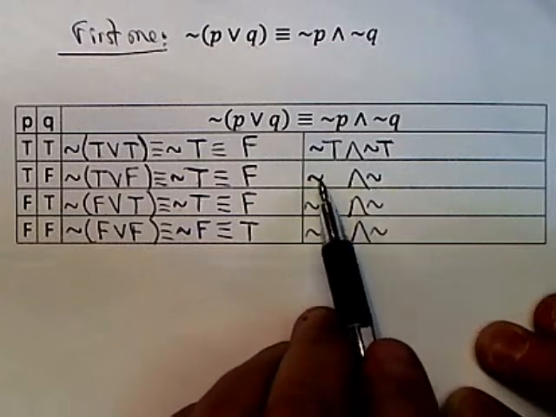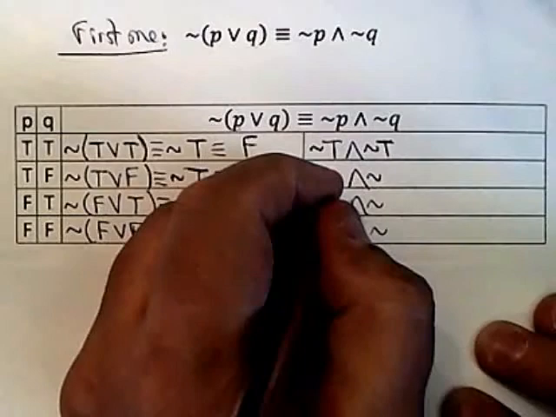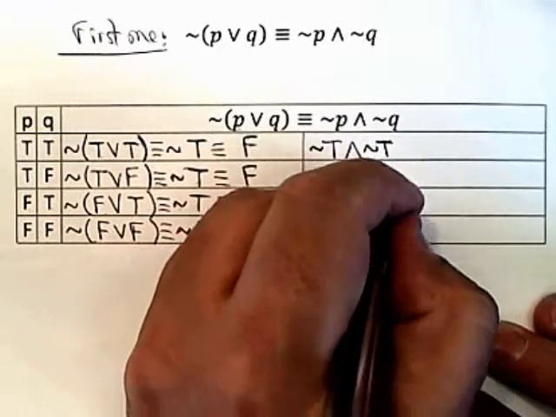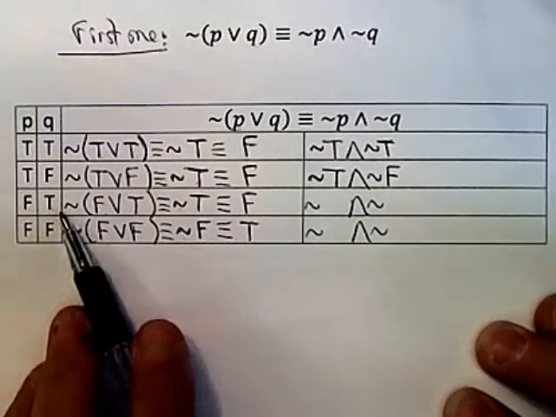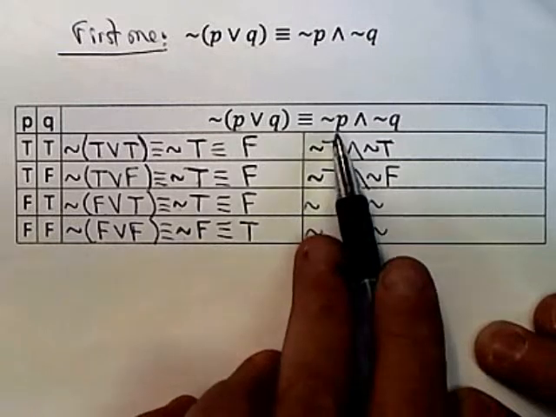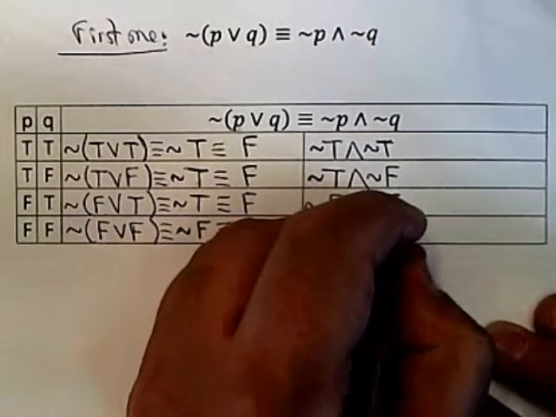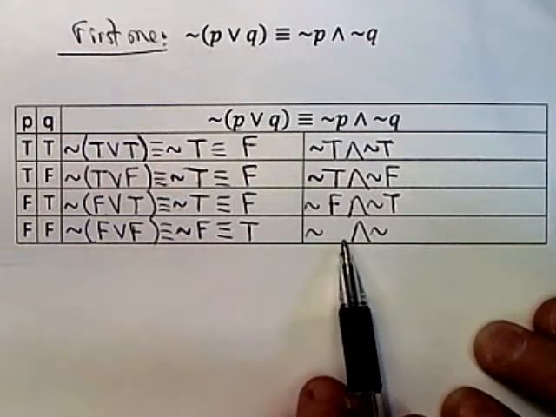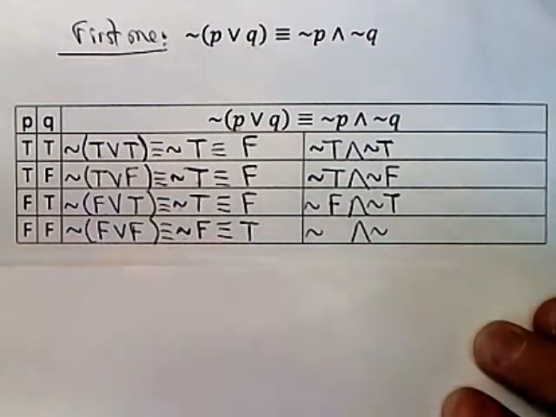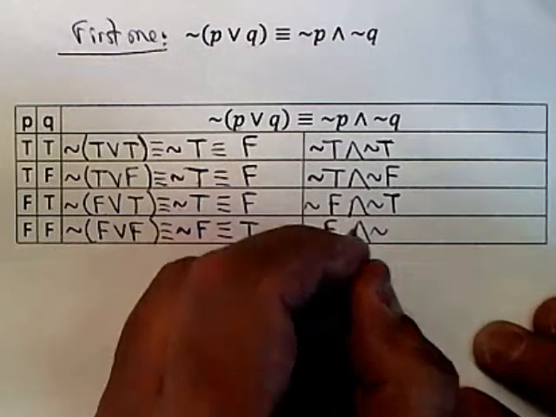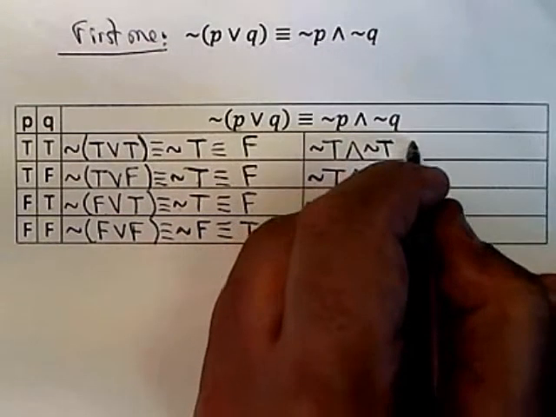Now I'm down to the second row, and in the second row, P is true and Q is false. In the third row, P is false and Q is true. And lastly, in the fourth row, they're both false. So false and false. Now keep moving along.